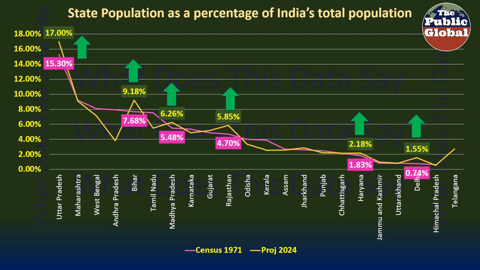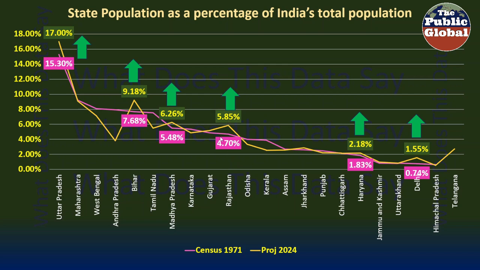In this graph, I'm showing the population of a few states as a percentage of India's total population and see how it has grown from the census of 1971 to the projected figures of 2024. If you take UP, the population in 1971 was 15.3% of India's population. Today it is 17%, almost a 2% jump. Then Bihar, another 1.5% goes up. It was 7.68 in 71, now it's 9.18. Madhya Pradesh, 2 goes up. Rajasthan goes up by over a percent.